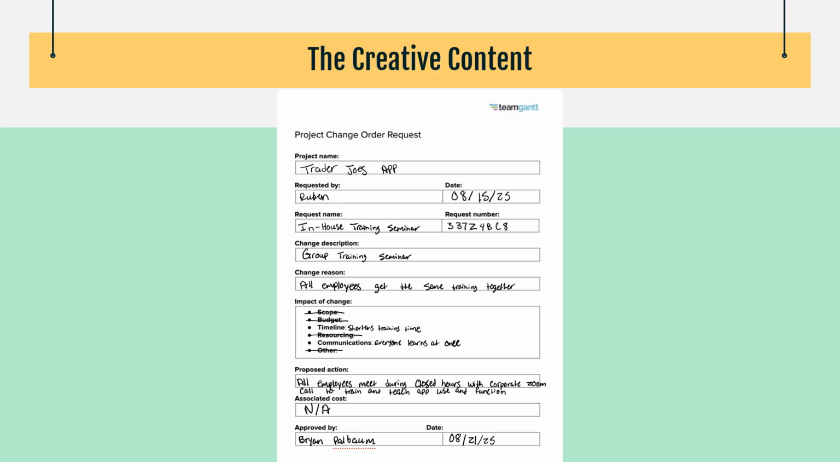Next, we have the creative content of the project change order request. This is a sample one filled out by our teammate Ruben. In there, it's going to have the request name, the request number, the description of that change, the reason for that change, and the impact of change. For example, here, it shortens our time. Then proposed actions, and associated cost.